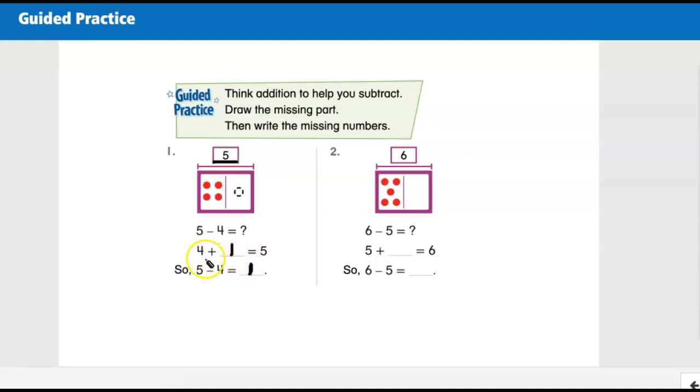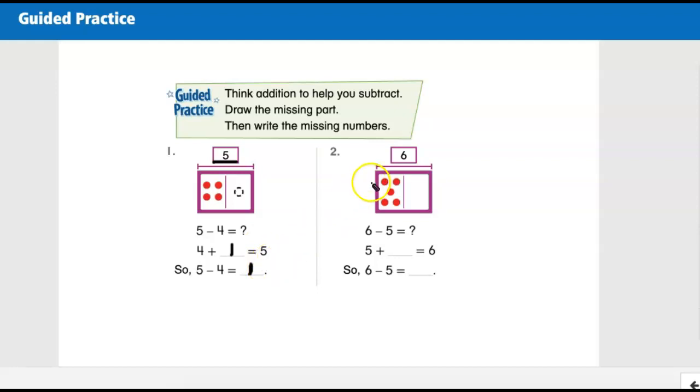So by using our addition, I know 4 plus 1 is equal to 5. Well, if I change the order of those numbers around, if I say 5 minus 4, it is equal to 1. So these equations are a lot alike, just like we've been seeing. So that is how we could use addition to help us subtract.